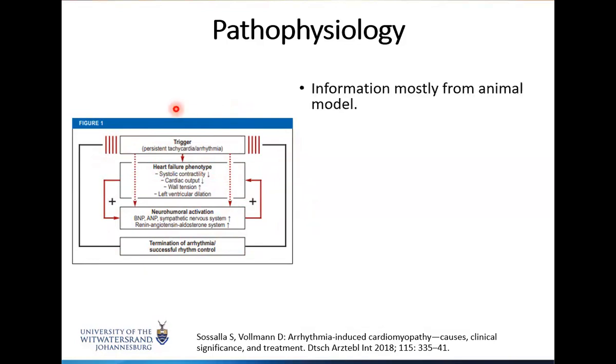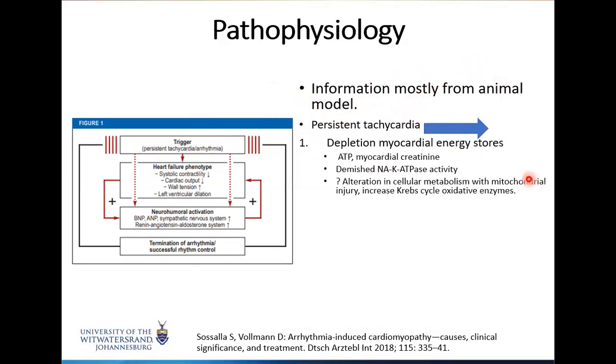So the information in terms of the pathophysiology of this condition has really been obtained from animal models. What we know from these experiments is that persistent tachycardia causes a number of changes. It causes some morphological as well as biochemical changes.